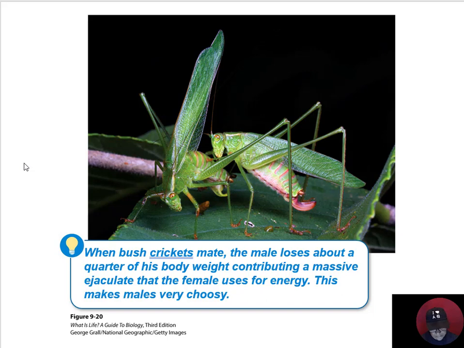That was fruit flies. When we look at bush crickets, when the bush crickets mate, the male loses about a quarter of his body weight, contributing to this massive ejaculate that the female uses for energy. And this makes males more choosy as to who they are going to mate with. Okay.